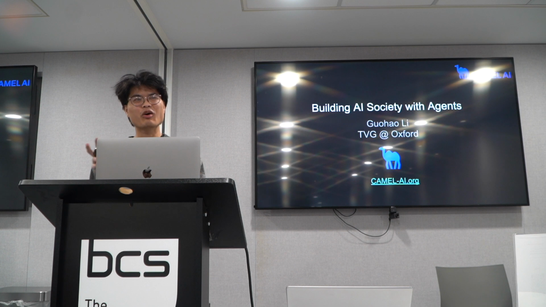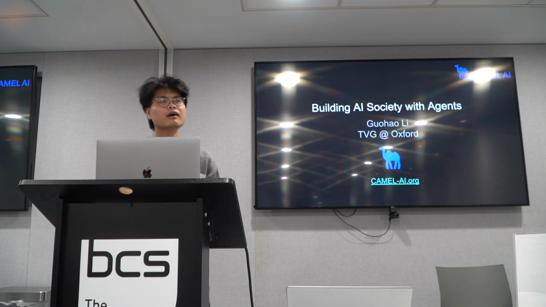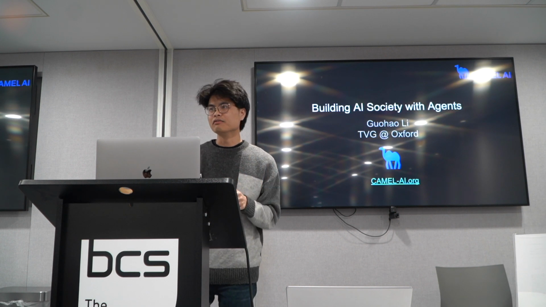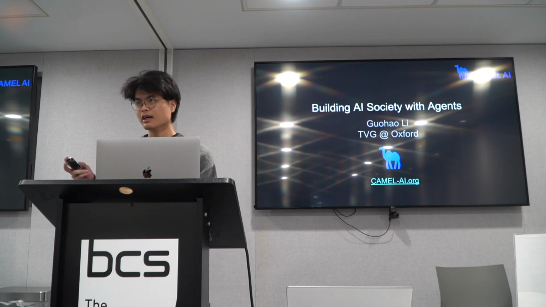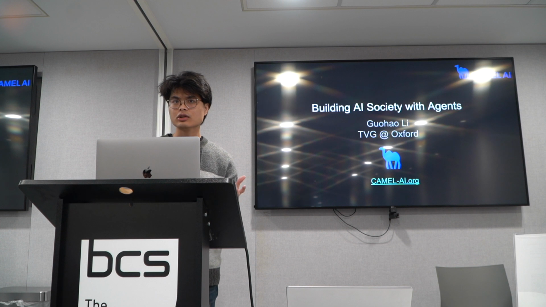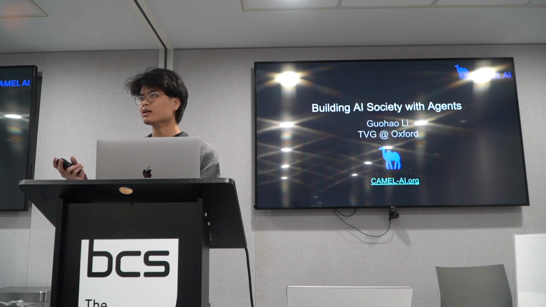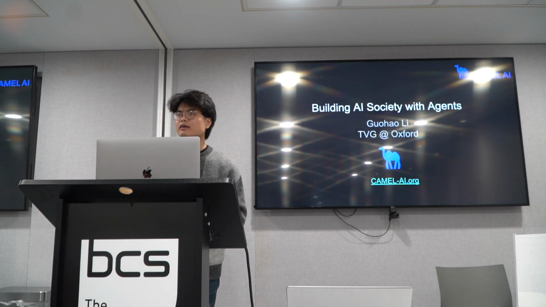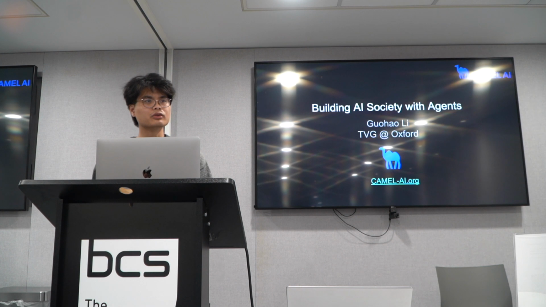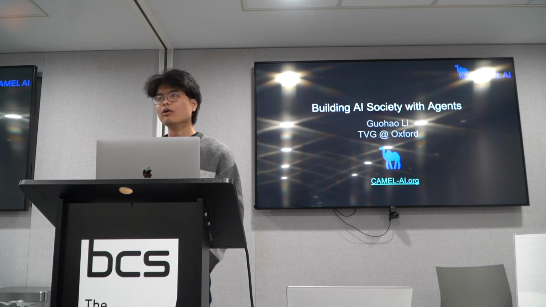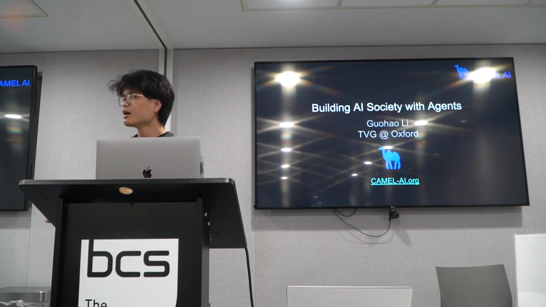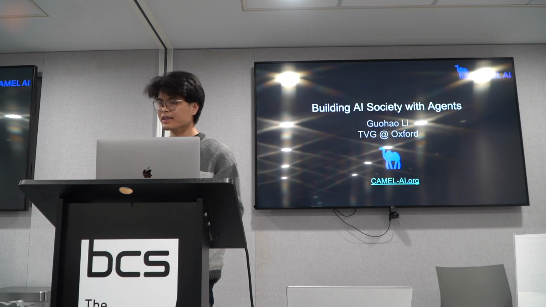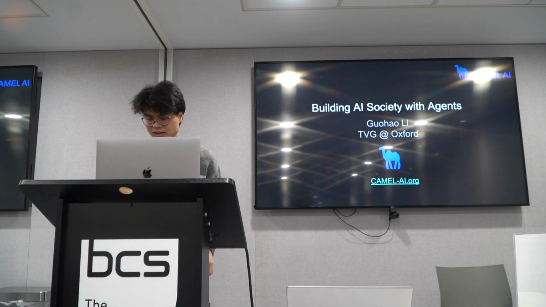What is AI society here? I imagine in the future, many of the things in the society will be replaced by agents, or agents and humans. They will collaborate and coexist together. So this is what I imagine in the future AI society. So it's very important to try to understand how humans and agents can collaborate, how agents can collaborate with each other.